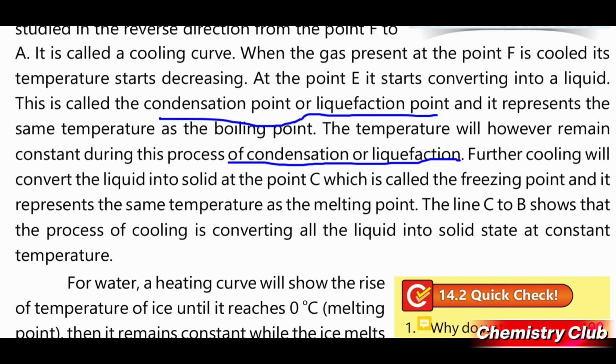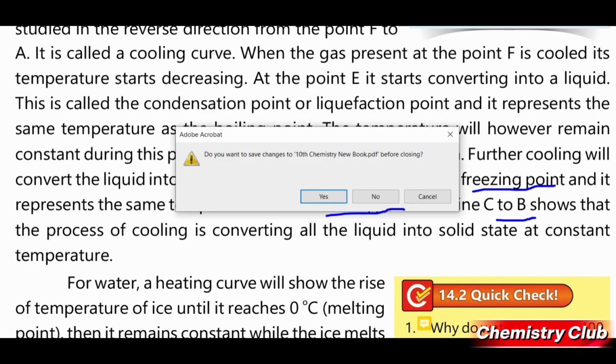Further cooling will convert the liquid into solid at point C, which is called the freezing point, and it represents the same temperature as the melting point. So that is the important point to note, that the melting point and the freezing point are the same temperature. The line C to B shows that the process of cooling is converting all the liquid into solid state at constant temperature.